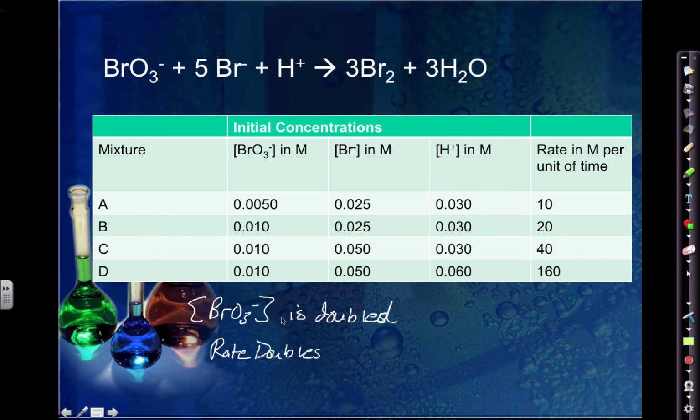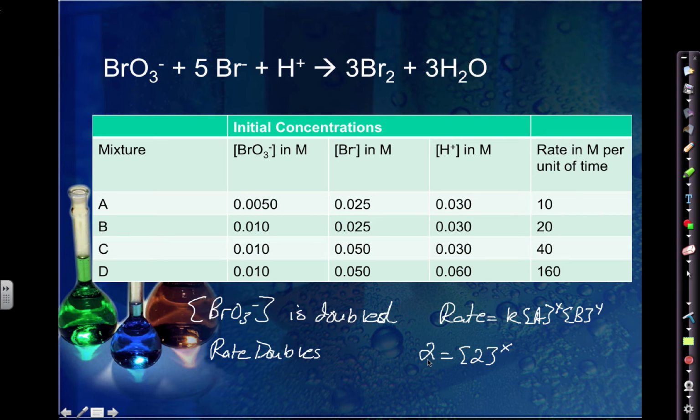Alright, so now I know my rate law looks like this: K times the concentration of A to some power times the concentration of B to some power, and so on. Right here, I know that the rate doubles, so the rate went up by a factor of 2. I also know that BrO3 was doubled, so the concentration also went up by a factor of 2. And I know that it's taken to some power, so I need to figure out what that power is.